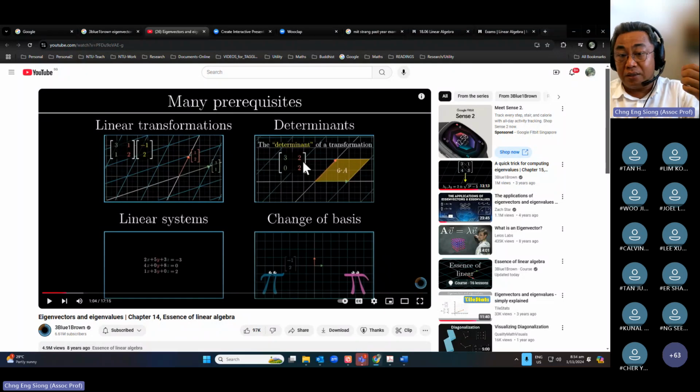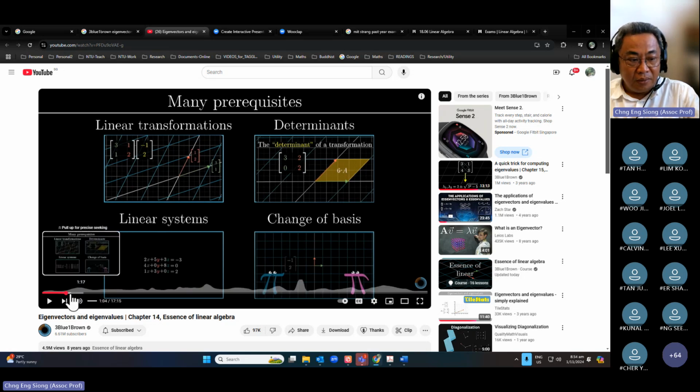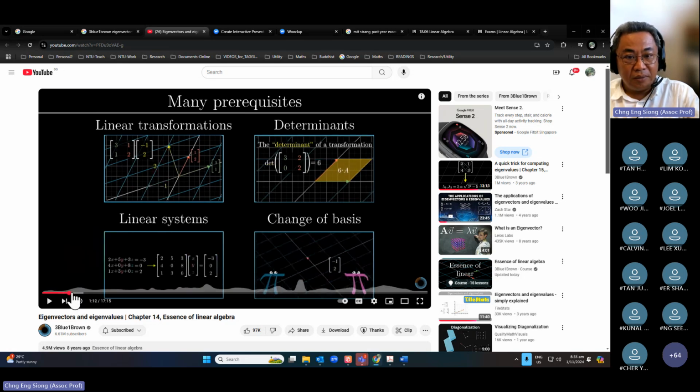And determinant, later on you realize that we need determinant to get something done and system of equations to solve. All right, well, let's begin.